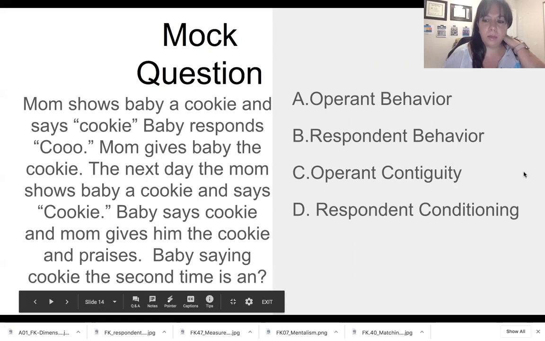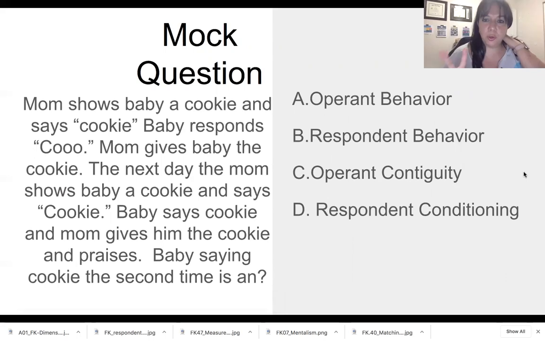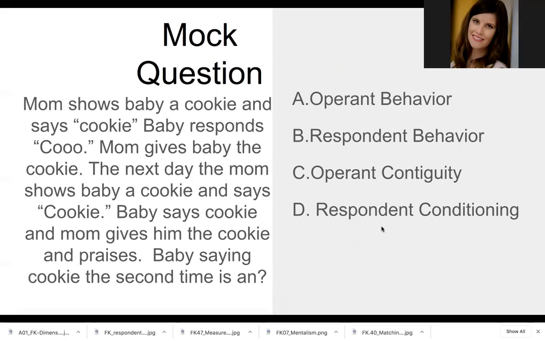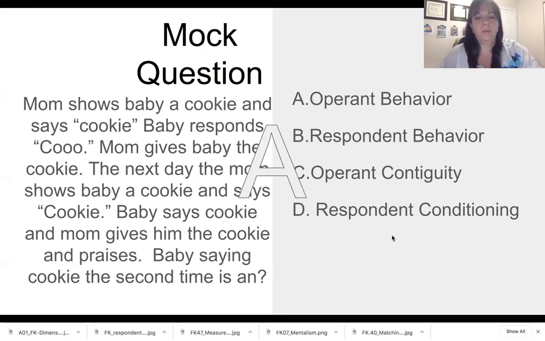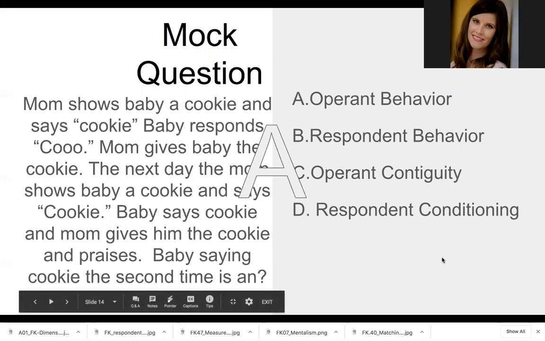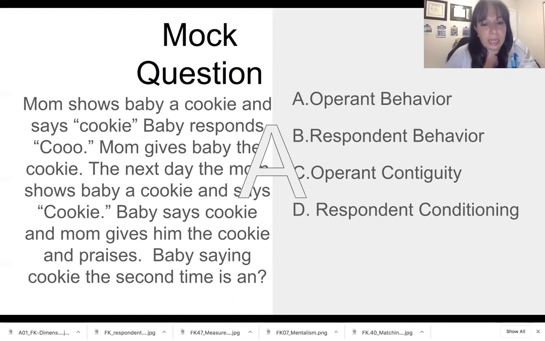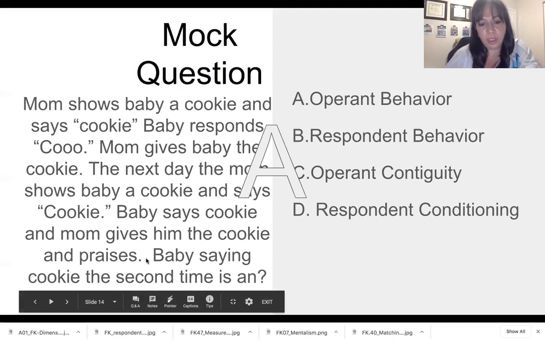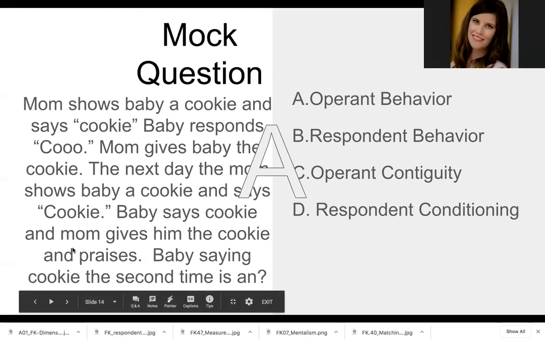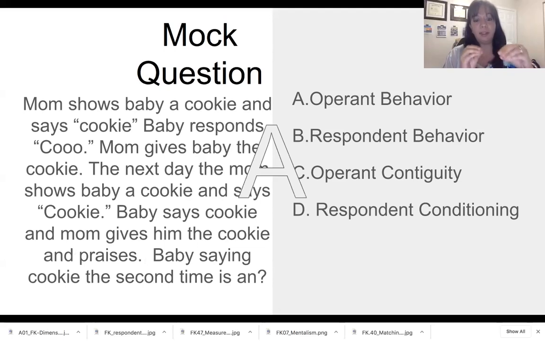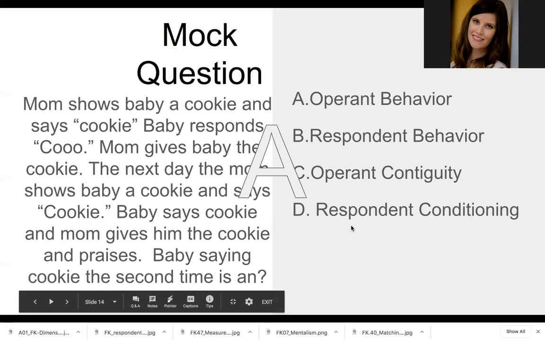Okay, A. Anyone else? Operant behavior. Okay, so I have 2 for A and 1 for D. The answer is A, operant behavior. Good job. Well, I guess I'm a little confused because I was thinking conditioning because she conditioned him to. So yes, that's correct. But then look at what the question's asking in the bottom. It says baby saying cookie. So you have to look at only that part. You're not supposed to look at the whole example of the scenario. You're only looking for what they're asking for. So if in the bottom instead it said, this is an example of, then yes, it would be D. But since it's specifying the baby saying cookie the second time, then it's A. Okay?